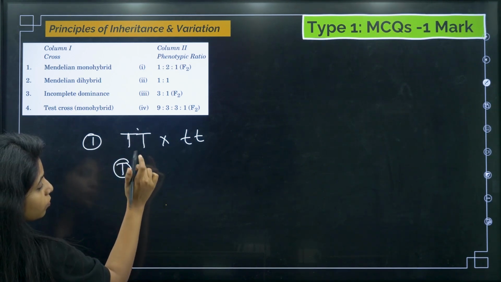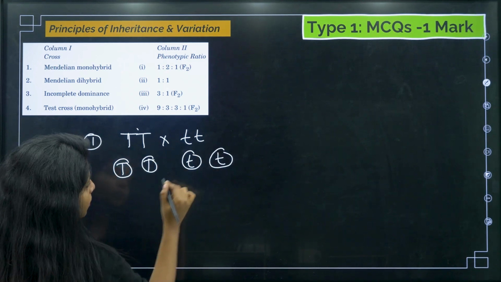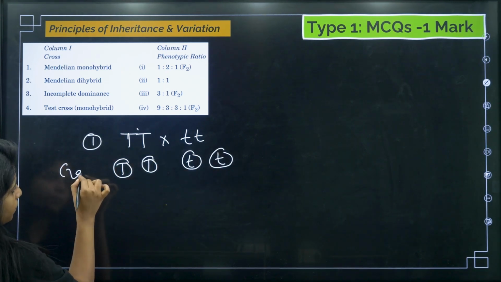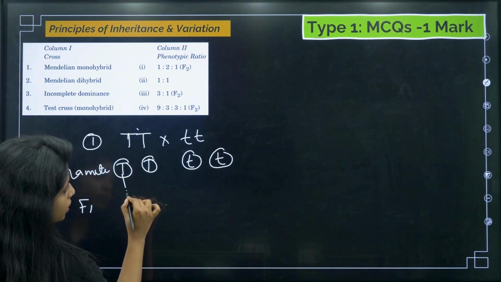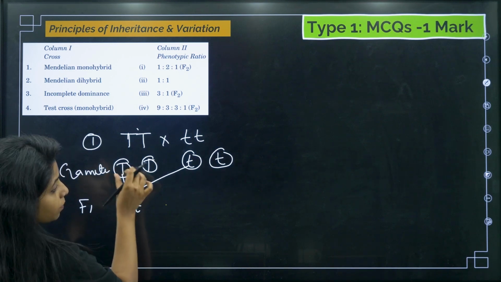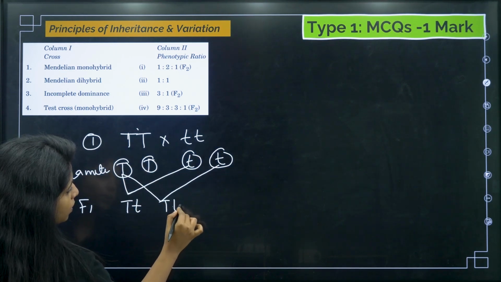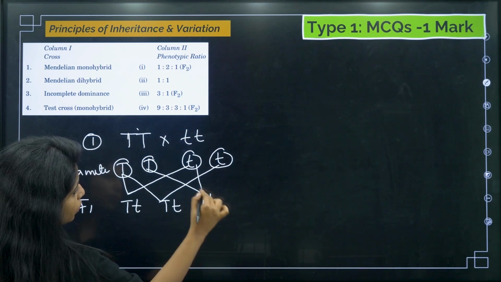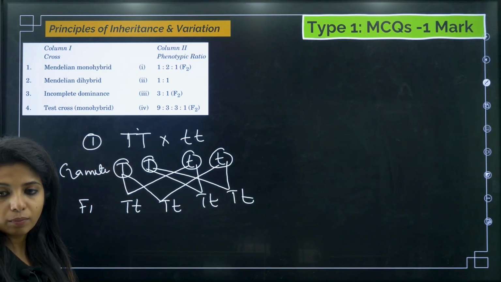Either this chromosome or this chromosome can come in. Similarly, either this chromosome or this chromosome can come in, right? So these are the gametes. Now the F1 generation will have this. If I fuse this with this, I get capital T, small t. Similarly, this gamete can fuse with this gamete, again capital T, small t. This with this, again capital T, small t. All of them are the same in F1.